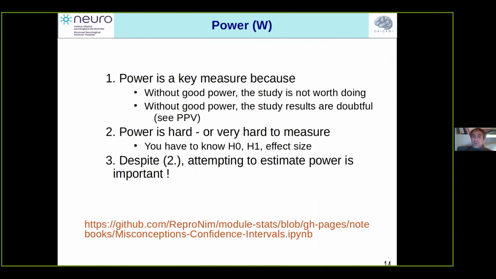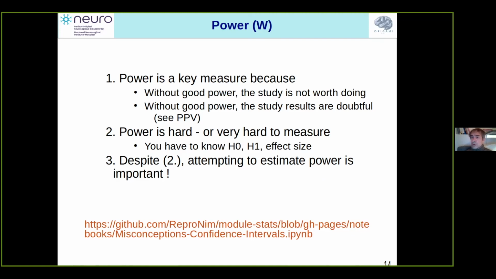So power is a key measure, because without good power, the study is really not worth doing. You don't have a chance of actually detecting something, even if there is something. But also because when there's not good power, the study results are doubtful. Power is hard or very hard to measure.